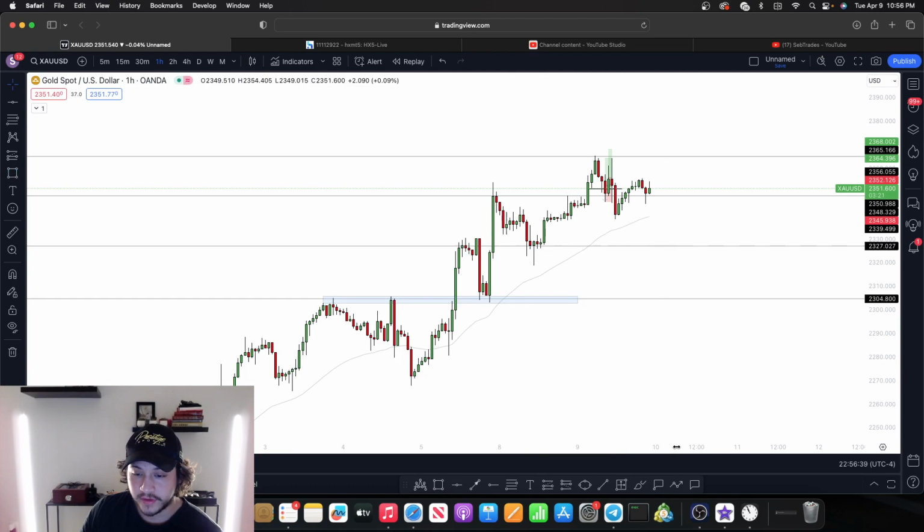This happened on Sunday. Notice what price did. Break above it, make the new all-time highs, pulled back, retest the previous all-time high, used it as support, and then bought the market back into the upside. What happened over here? The same exact trade.